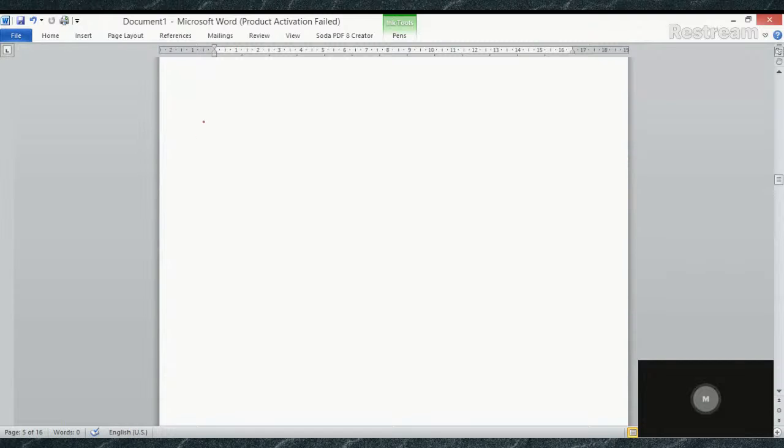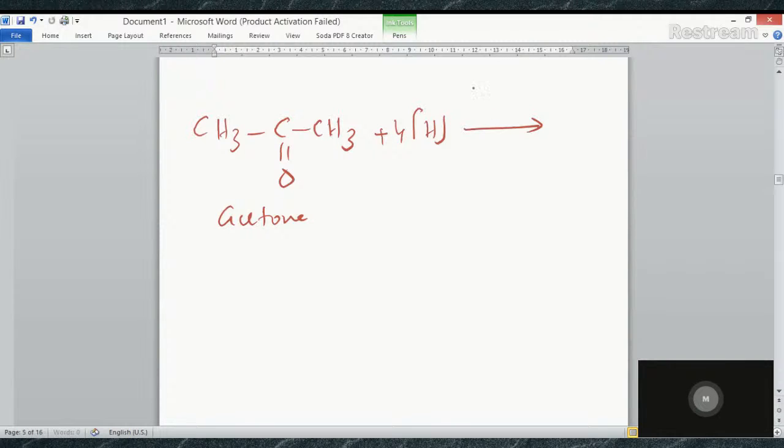Take another one, a ketone, CH3 C double bond O CH3. The ketone's name is acetone. This acetone on reduction by using the same hydrazine NH2NH2 and a base, C2H5ONa, sodium ethoxide. 2 of the hydrogens are responsible for the removal of water and 2 hydrogens can be added.